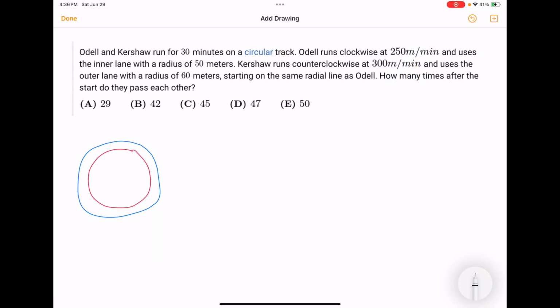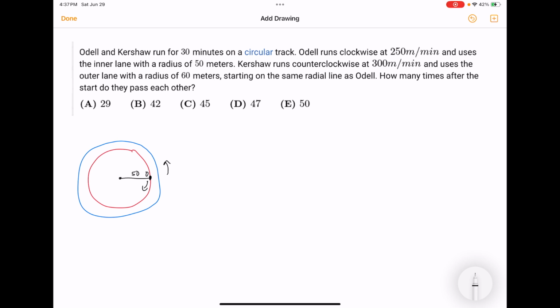Okay, so I drew out the graph. Odell runs clockwise at 250 meters per minute and uses the inner lane, the red lane with a radius of 50 meters. So this would be 50, and I'm just going to let Odell start right here. Odell runs clockwise, so he will be running this way, while Kershaw runs counterclockwise, so it would be this way, at 300 meters per minute, and uses the outer lane, the blue lane, with a radius of 60 meters.